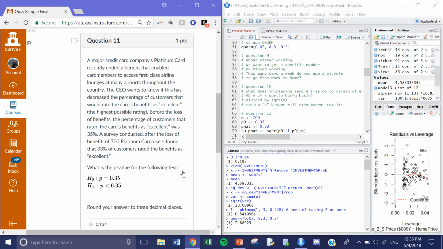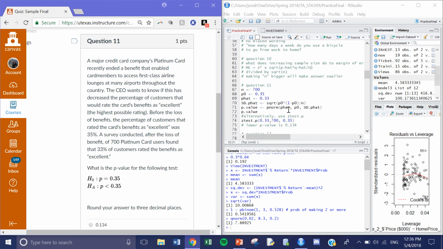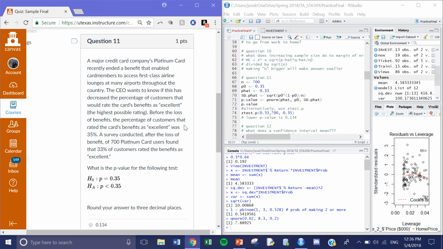Question 11. A major credit card company's Platinum Card recently ended a benefit that enabled card members to access first-class airline lounges at many airports throughout the country. The CEO wants to know if this has decreased the percentage of customers that would rate the card's benefits as excellent. Before the loss of benefits, the percentage of customers that rated the card's benefits as excellent was 35%.